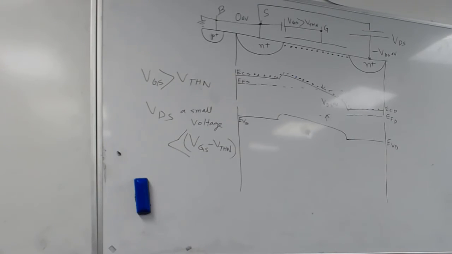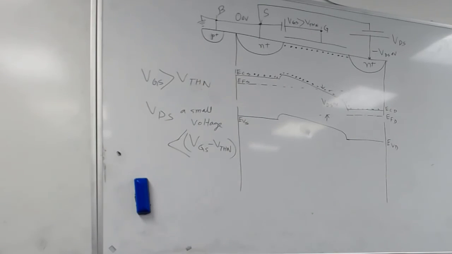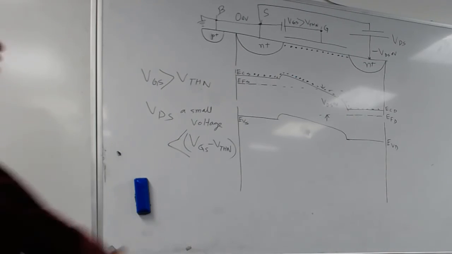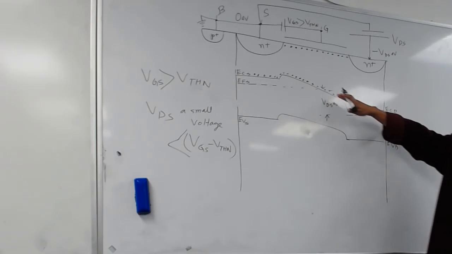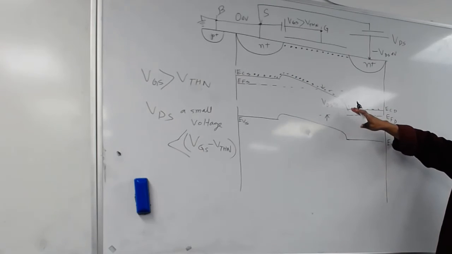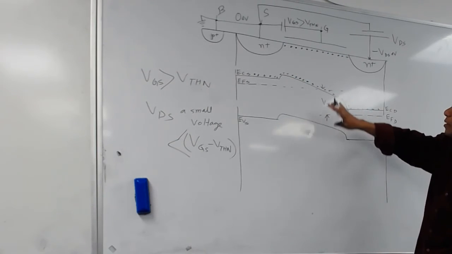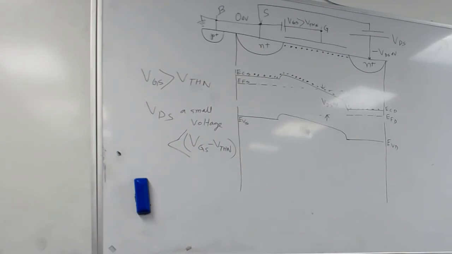Okay, see how it's working then? When you don't have any voltage between drain and source, it's just flat here, nothing is going. But as soon as you apply voltage, you create a potential going down, you see, a rolling hill. So you can have electrons moving this way. Okay? Rolling down.